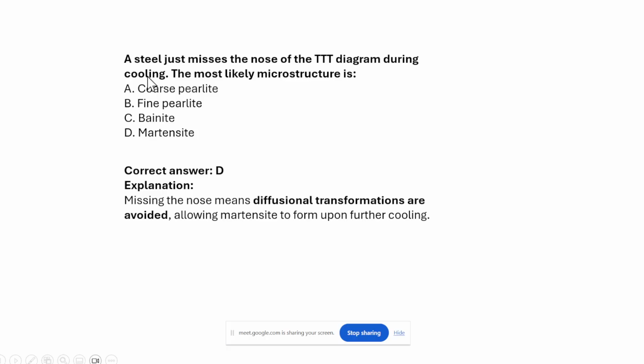A steel just misses the nose of the TTT diagram during the cooling, most likely microstructure: martensitic only. Even if we miss the nose, it means it will form the martensitic only. But if in between you hold it isothermally for a certain duration, then it will form the bainitic phase. Otherwise, it will be martensitic phase only.